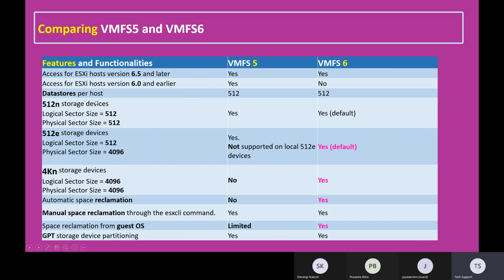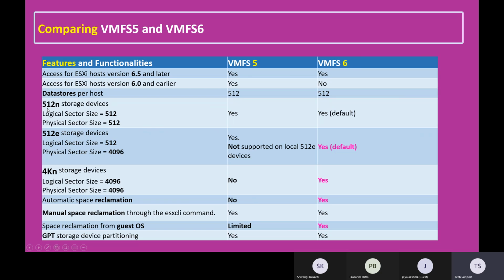And data store per host. Normally, when we are using one ESXi host, either ESXi 7 or any 6 series host, how many data stores are supported per host? Both versions support a maximum of 512 data stores that we can create. And there are different types of storage devices.